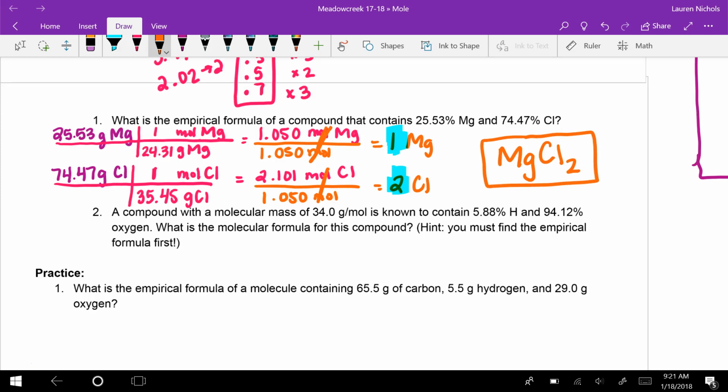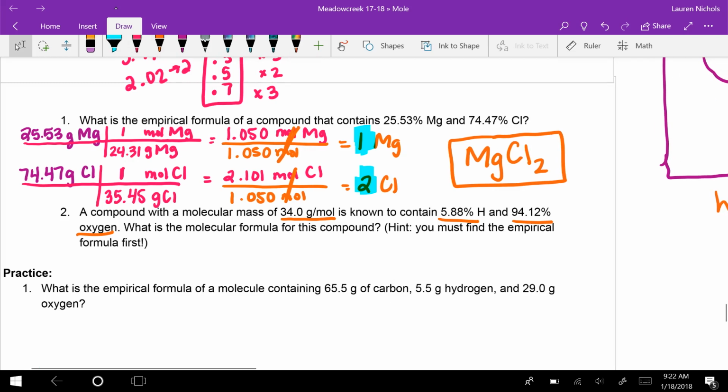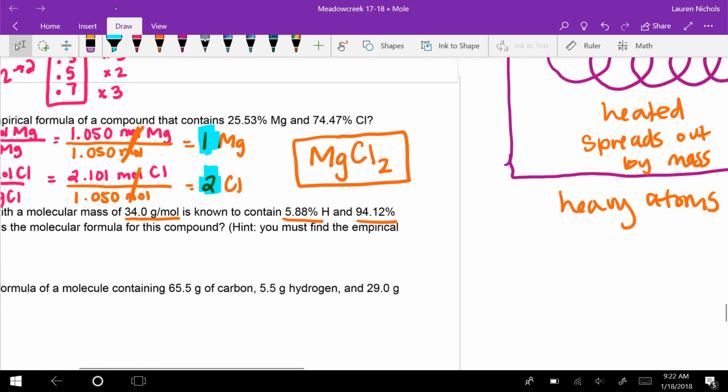Now, if we look at number 2, it says a compound with a molecular mass of 34.0 grams per milliliter, or excuse me, grams per mole, is known to contain 5.88% hydrogen, 94.12% oxygen. What is the molecular formula? I'm not going to have a ton of room down here, so I'm just going to move over to the side. And I recommend, guys, if you write in size 50 font, that you get some notebook paper and work this out on a separate piece of paper, because these problems really work best if you have plenty of space to keep your work organized.